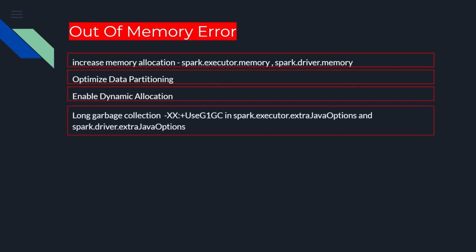And we should not forget about long GC, garbage collection. Whenever we see long garbage collection, we will see performance issues in those scenarios as well. So we can change the configuration I have given here. You can use G1GC in spark.executor.extraJavaOptions and spark.driver.extraJavaOptions. So we can play around with GC settings as well.